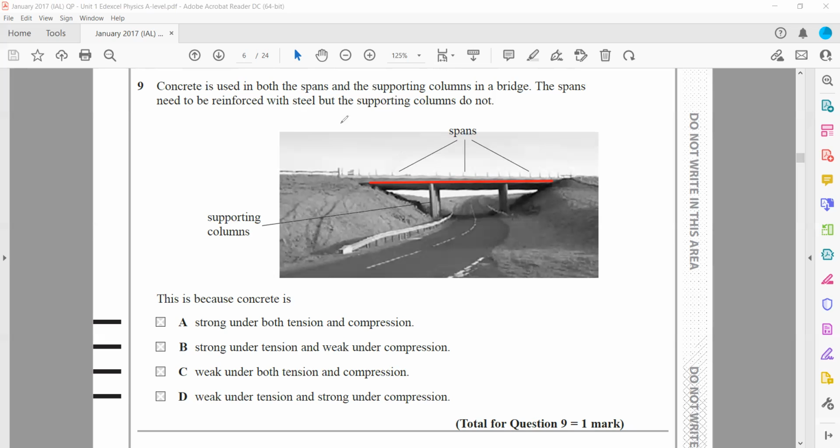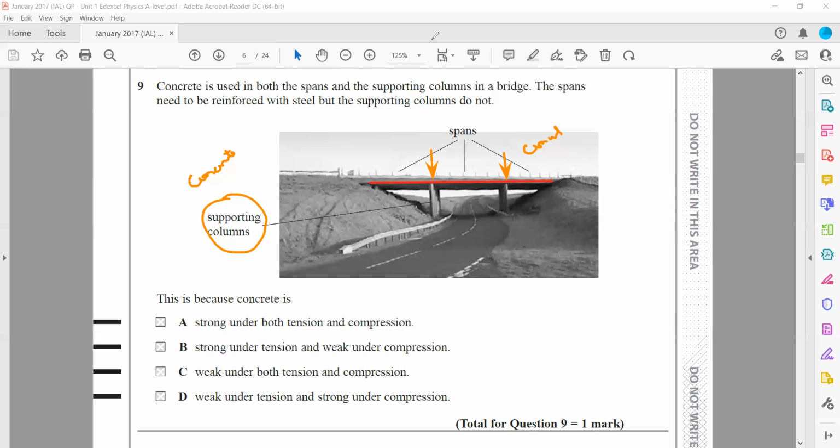So what is the reason for that? Here concrete is strong. In the support column, concrete is strong. But in a span, when we are using it as a span, concrete is weak. So what happened in a support column? In a support column, there is a force on the support column, but that force is not able to break or crack this concrete. So we can say concrete is strong under compression. That's why it does not need a steel.